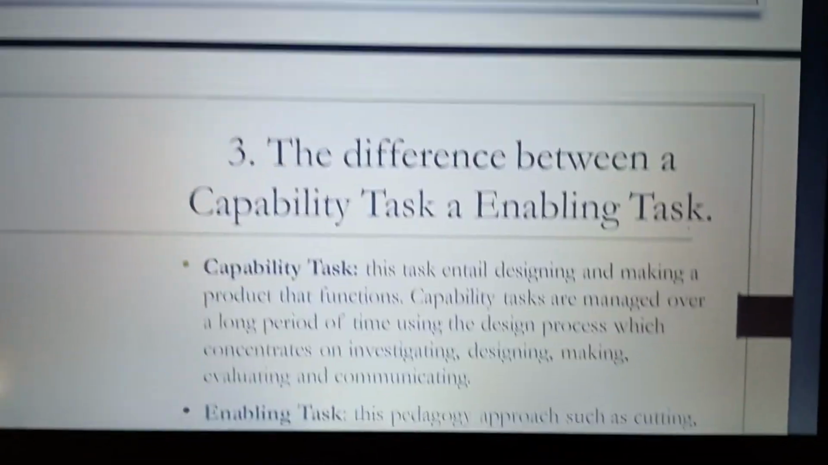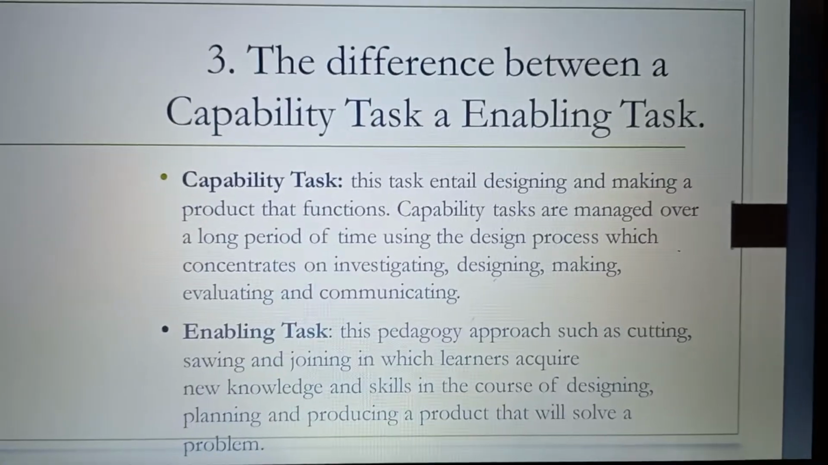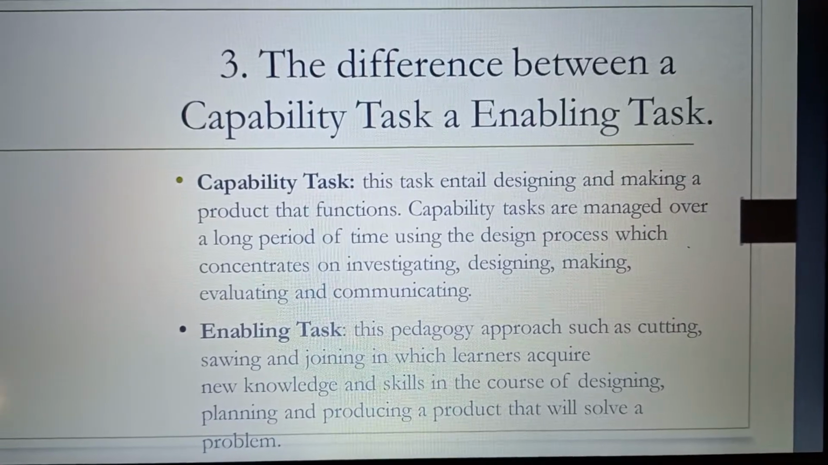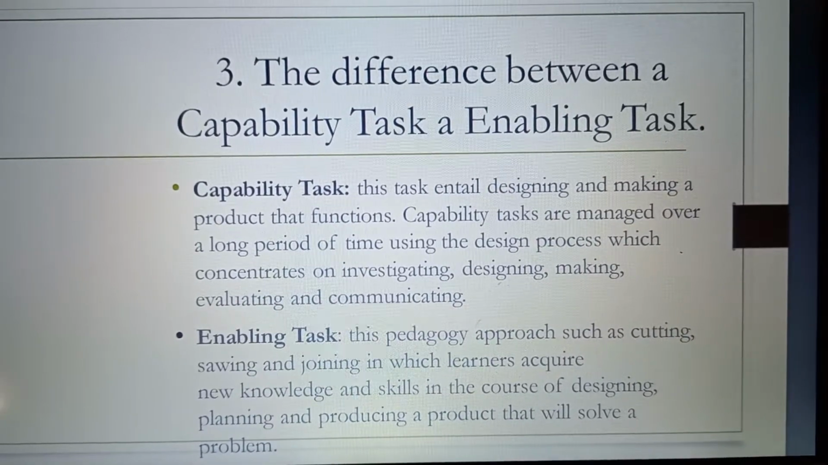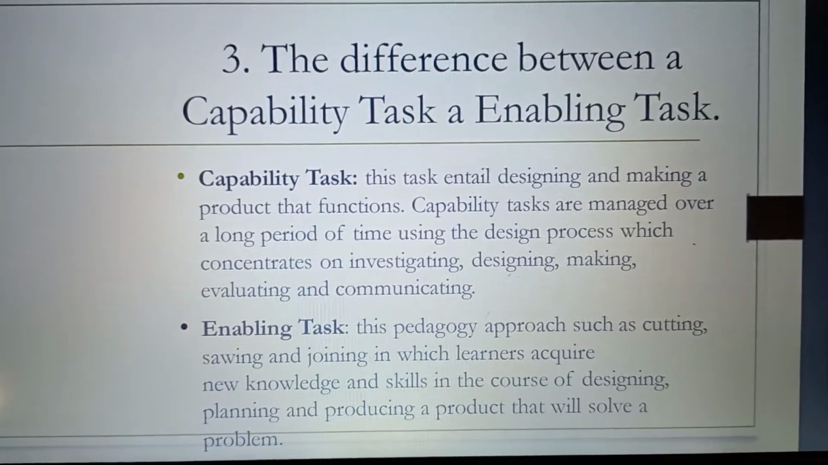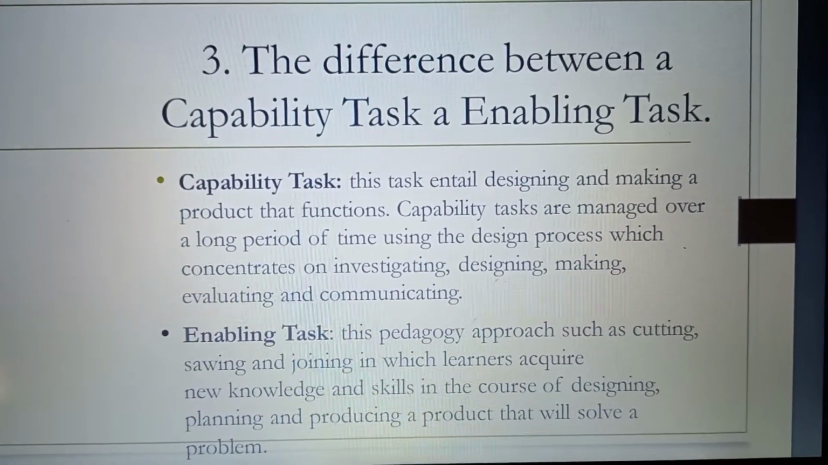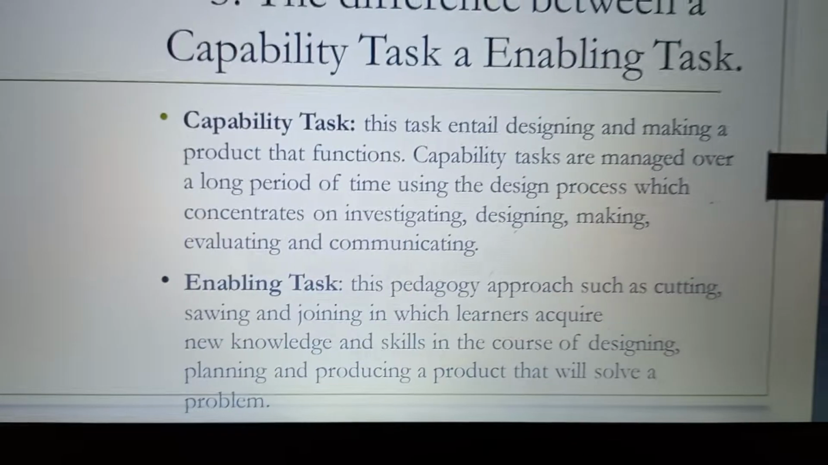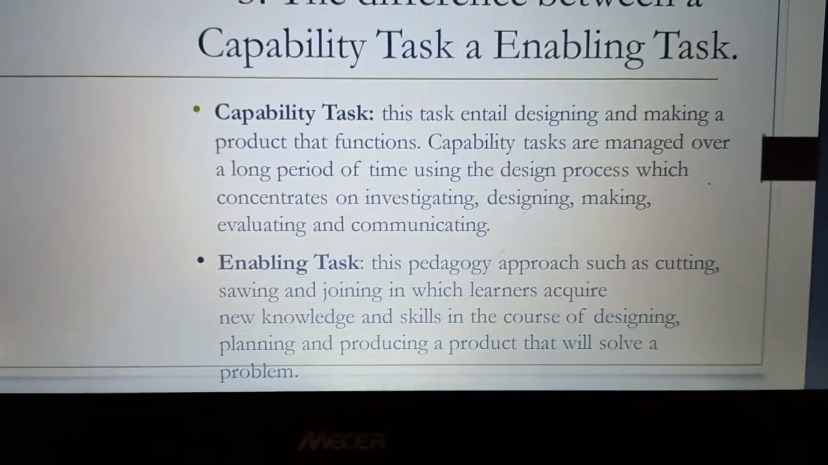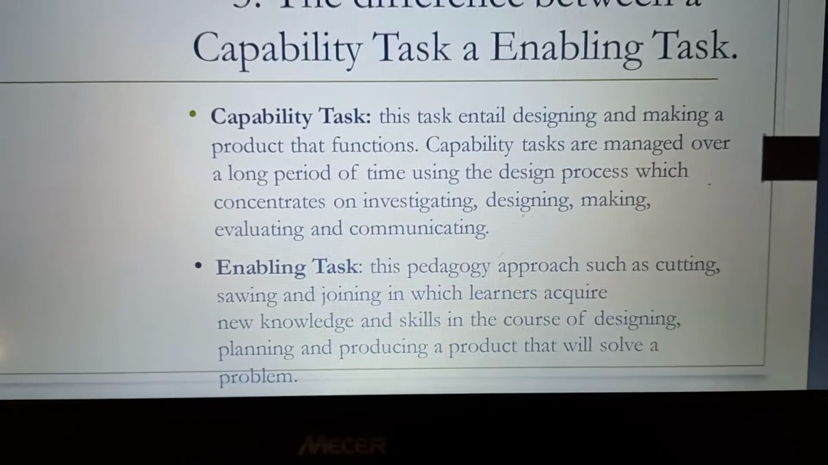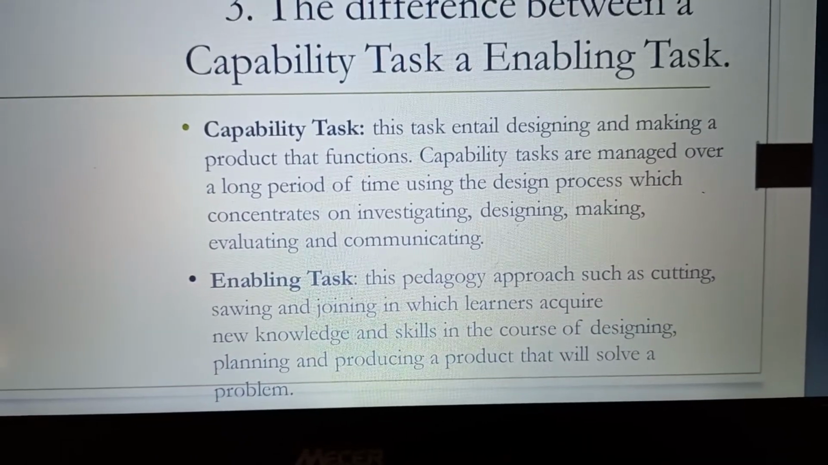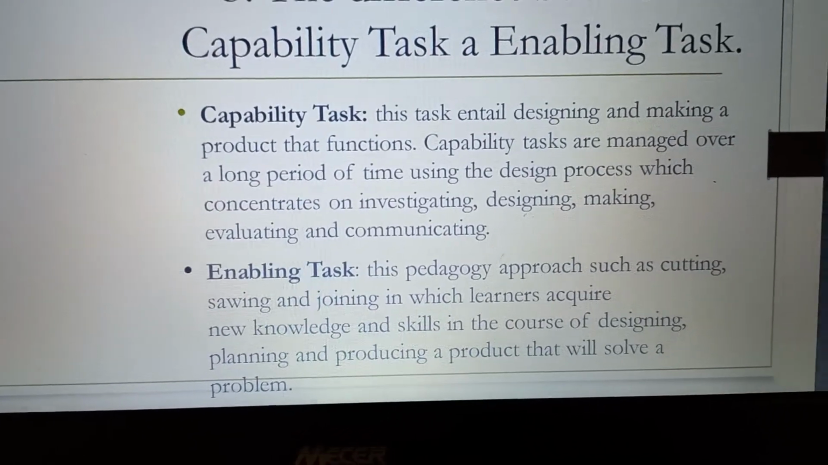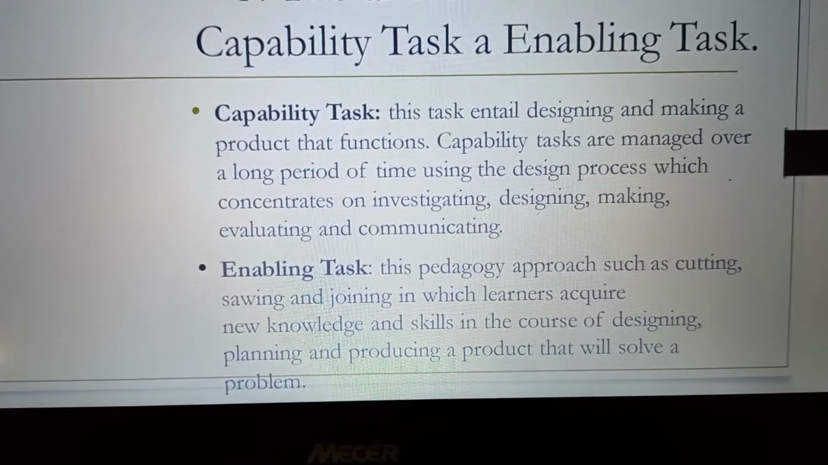And I also had to mention the difference between a capability task and an enabling task. The capability task is a task that entails designing and making a product that functions, and the capability tasks are managed over a long period of time using the design process, which concentrates on investigating, designing, making, evaluating and communicating. So the capability task is the one that we're dealing with in this particular assignment. And then the enabling task is a teaching approach, such as we teach them how to cut, how to sew, how to join, and then learners acquire new knowledge and skills in the course of designing, planning, producing a product that will solve problems.